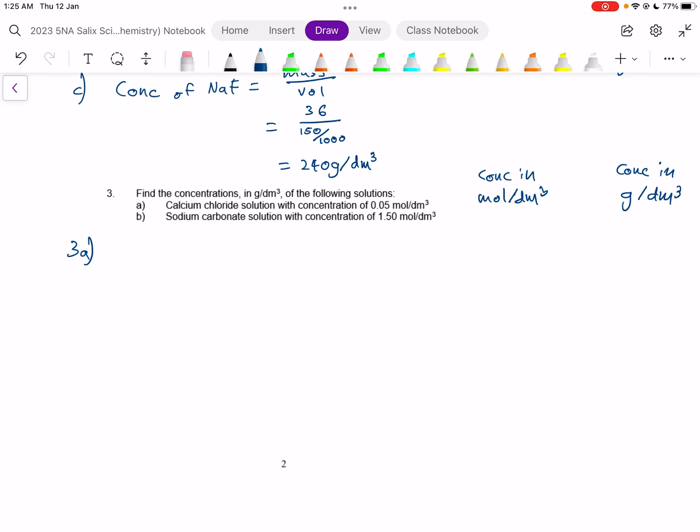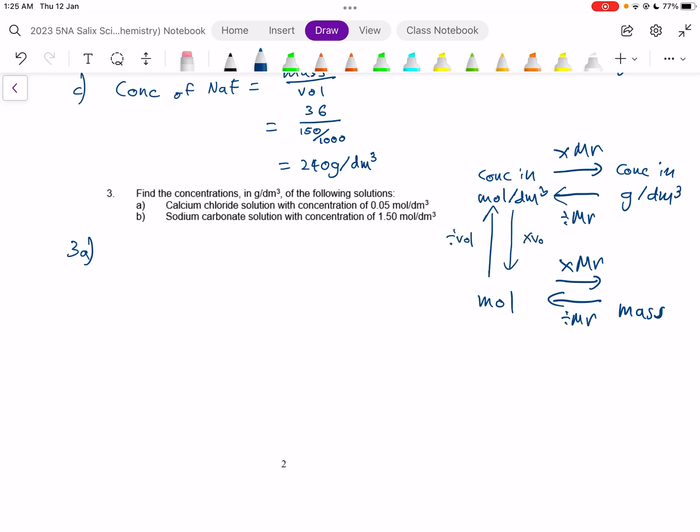So what you can do pretty much is a mole to mass conversion. You multiply by Mr; the other way around, divided by Mr. Mole to concentration is divided by volume, the other way multiply by volume. Here same thing.